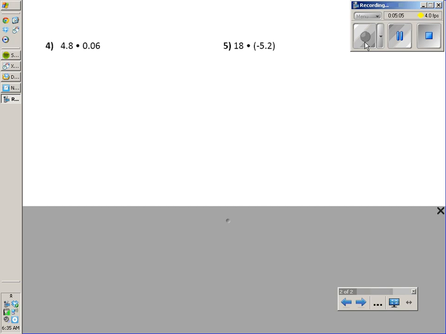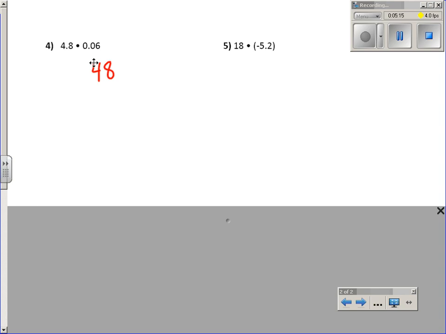Okay, so if we are multiplying 4.8 times 0.06, we're going to go ahead and put 48 on top, and we're going to multiply that by 6. We're not going to worry about the decimal point yet. When we do that math, we get 288. Now, the decimal point is right there.